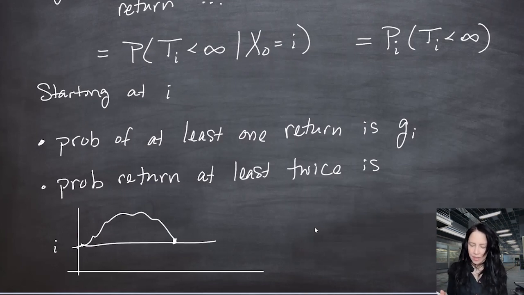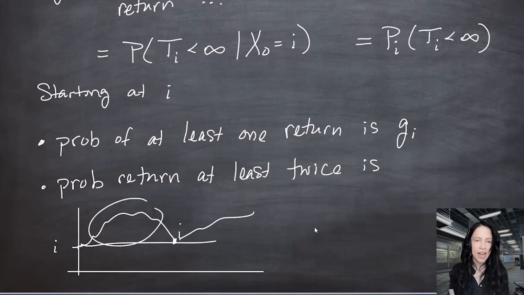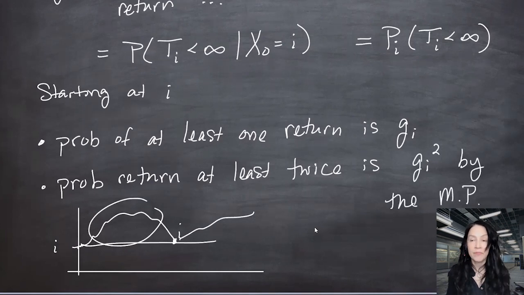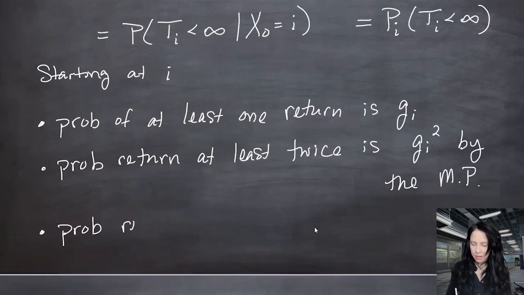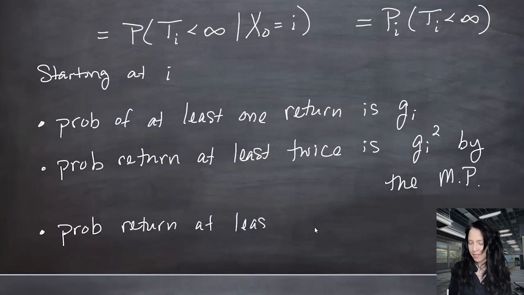Cool. So to return at least twice, you have to return at least once. And so now you're back at I. And now the question is, what is the probability you return at least once starting now? And the increments of the Markov chain are independent. Where I go next does not depend on what happened back here. So the probability of returning at least twice is G sub I squared by the Markov property. It's the independent increment, so it's a G sub I times a G sub I. It's multiplying two probabilities. Guess what? The probability of returning at least three times is going to be G sub I cubed, etc.